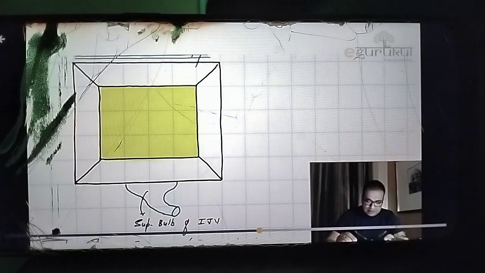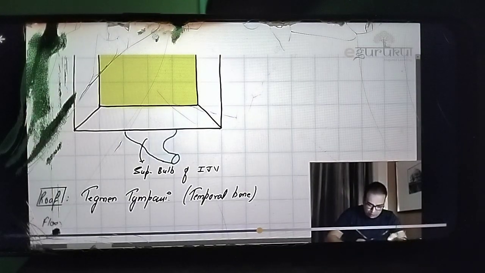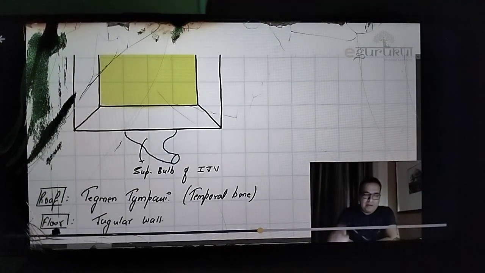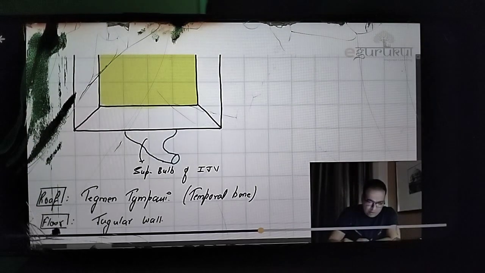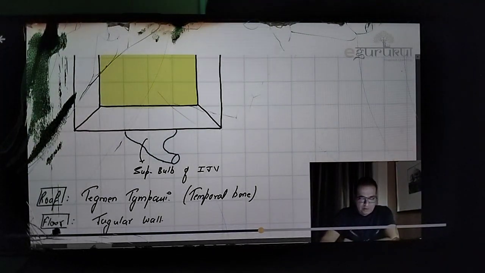And that is the reason the floor is also called the jugular wall. Floor is also called jugular wall because it is in relation to the internal jugular vein, or you can say the bulb of, or more precisely the superior bulb of internal jugular vein. One nerve will also come out from the floor. I'll tell you what is that, but let's wait for it.